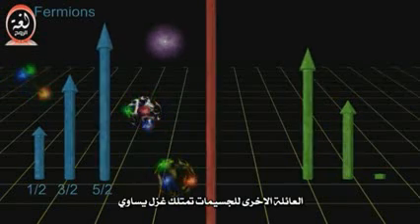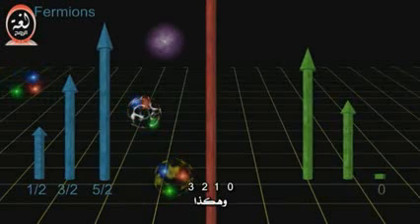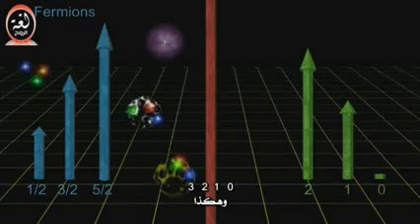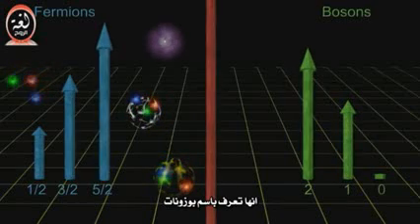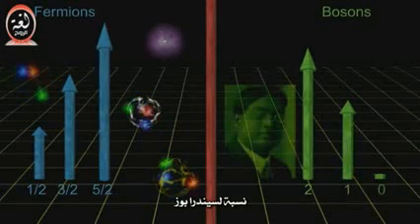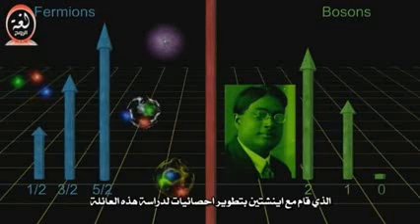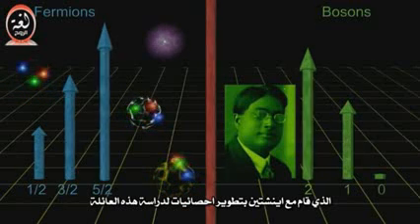The other family of particles have spin equal to 0, 1, 2, 3, and so on. They are called bosons, after Satyendra Bose, who along with Einstein developed the statistics for dealing with this family.